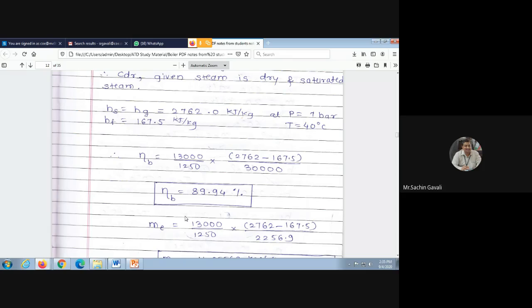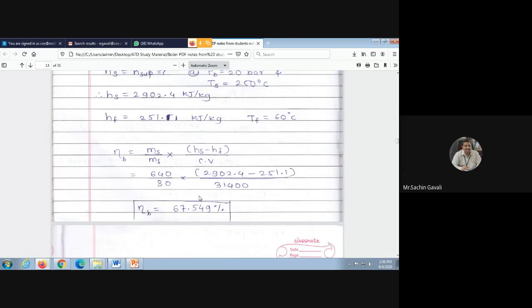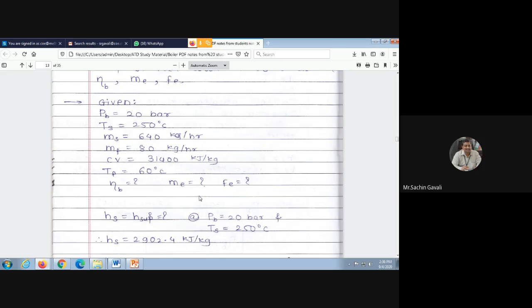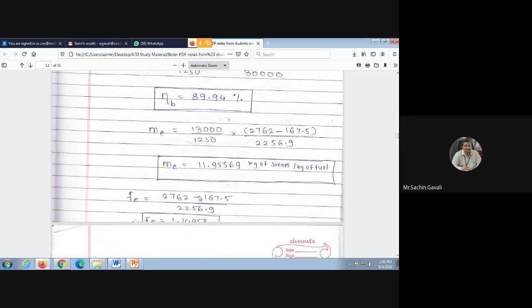Okay, Swaz got, Rakesh got answers. Okay, now I think we'll stop the numericals and now the next part is there. So I think this is also completed. Swaz, okay. So 89%, 11.95, 1.14. Shubham, very good. So the answer I think we'll confirm once again.